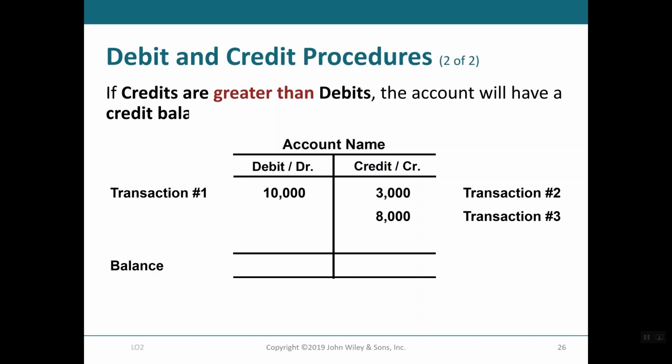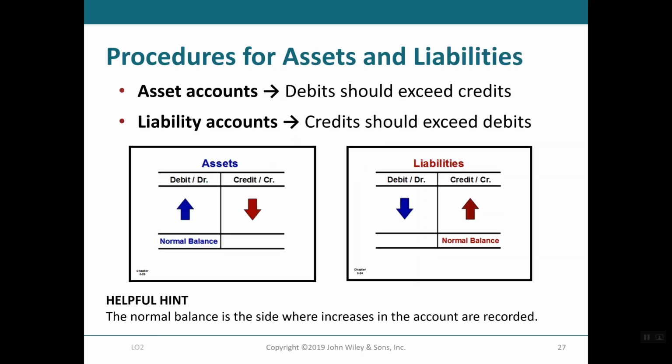On the other hand, if your credit side is more than the debit side, the accounts will have a what? A credit balance. In this case, our 3,000 plus the 8,000 transaction 3 minus our transaction 1, which is 10,000, gives us a balance of 1,000. So because our credit side is more than the debit side, I'm saying that we have what? A credit balance. Okay, we're going somewhere with all of this, so just hang in there.